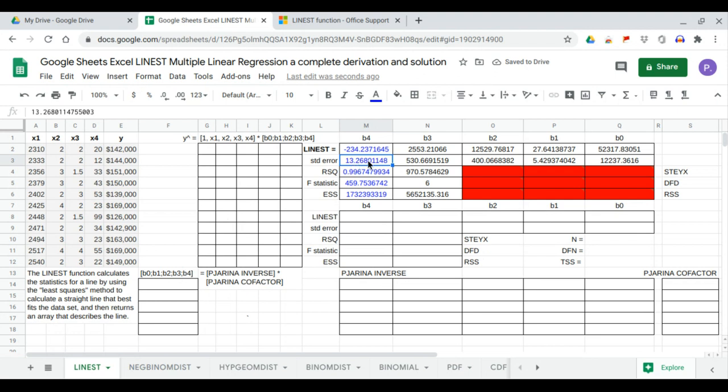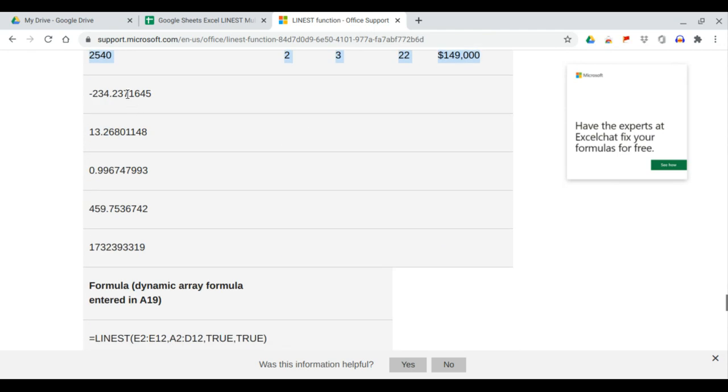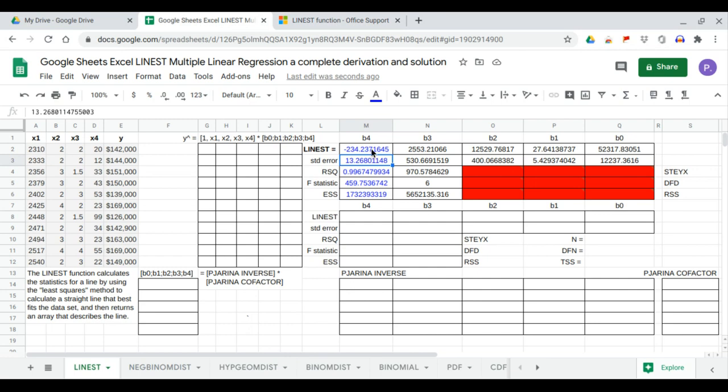So we have 16 outputs. Let's look at the example. There's only 1, 2, 3, 4, 5. There are only 5 outputs. That's because we use LINEST here, and instead of true, we use 1, and then data y and data x. Now, these 5 outputs, this in blue, yes, we have the 5 outputs.